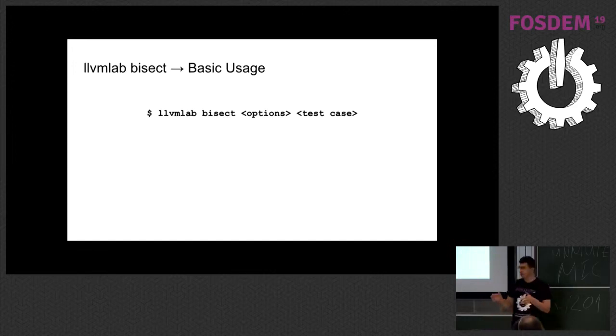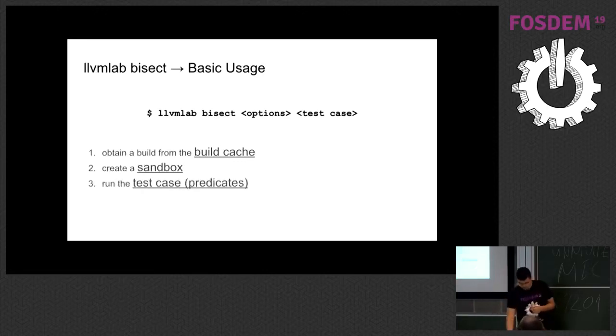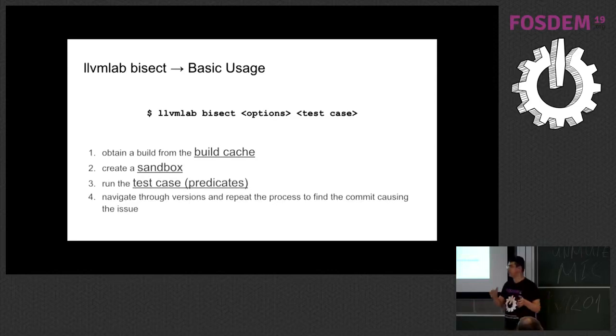But when you run any test case, no matter what test case you are running or options that you provide, you will basically do 4 things. One, it will download builds from the build cache. I'll tell you more about that in a moment. It will create a sandbox with that version. It will run the test case, and then it will navigate through the repository, doing that process that I showed before with the timeline, labeling versions, and finding the specific commit we want.